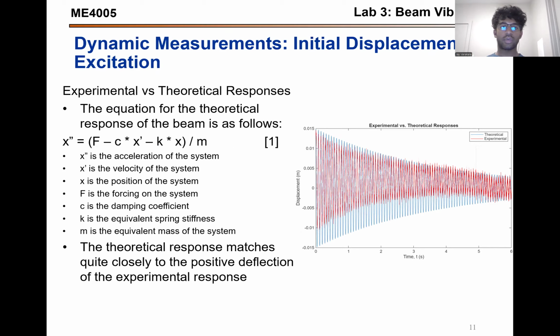This is the equation shown to theoretically model this response. This is the standard equation for the response of a single degree of freedom mass spring damper system, which has x double prime as acceleration, x prime as velocity, x as position, f is forcing, which was 0, c is the damping coefficient, which was found earlier, k is the equivalent spring stiffness, which was also found earlier, and m is the equivalent mass of the system, which is a ratio of the actual mass of the beam.